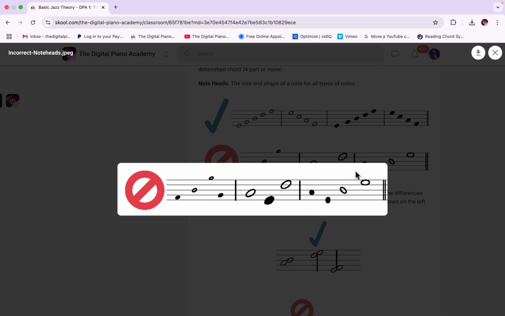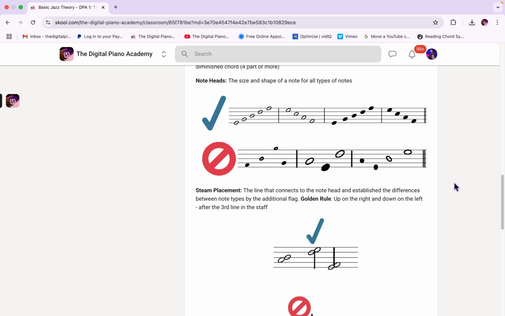This is one thing that you probably want to avoid: making them too big or too small or too circular, or having the oval go in the opposite direction, or making them look too much like a whole note if that's not what you're trying to do. So just make sure that when you're notating them, it is consistent throughout and that they're a little bit more on the oval side.